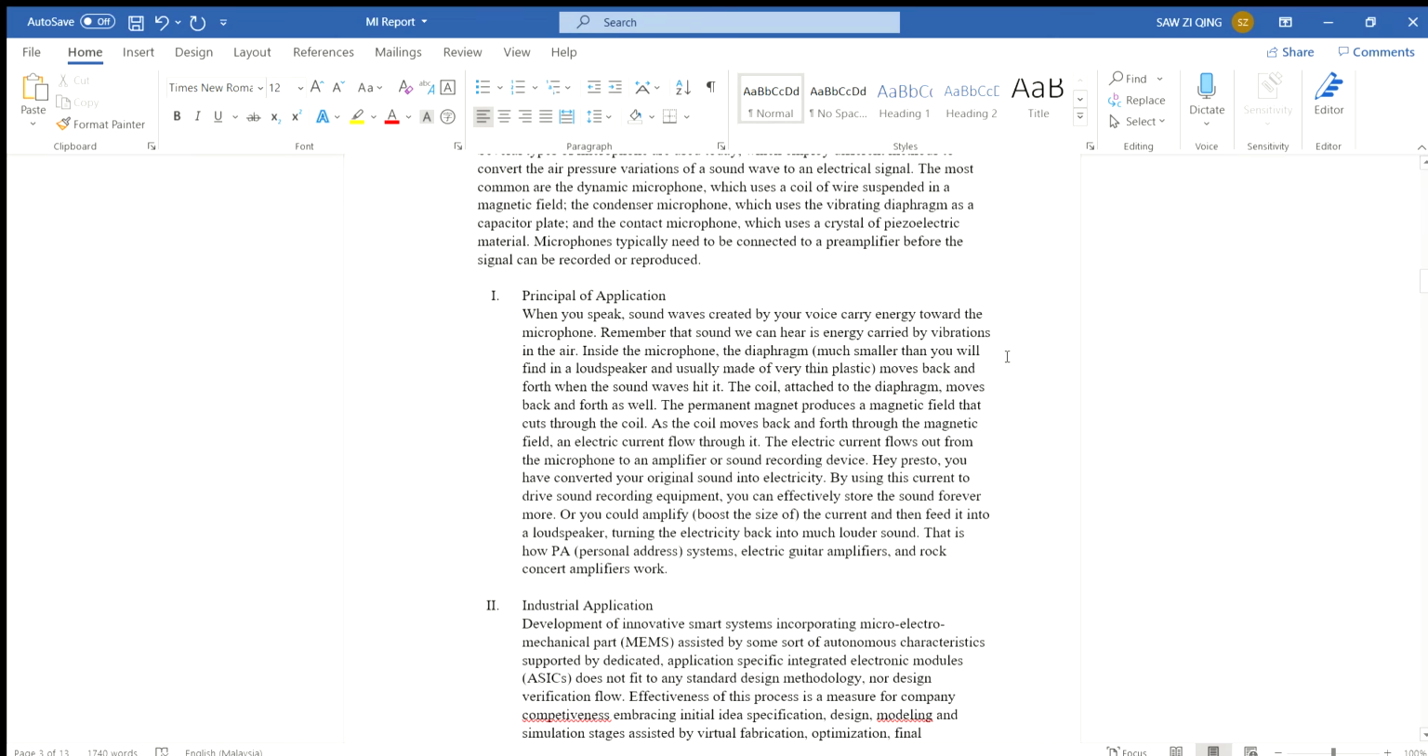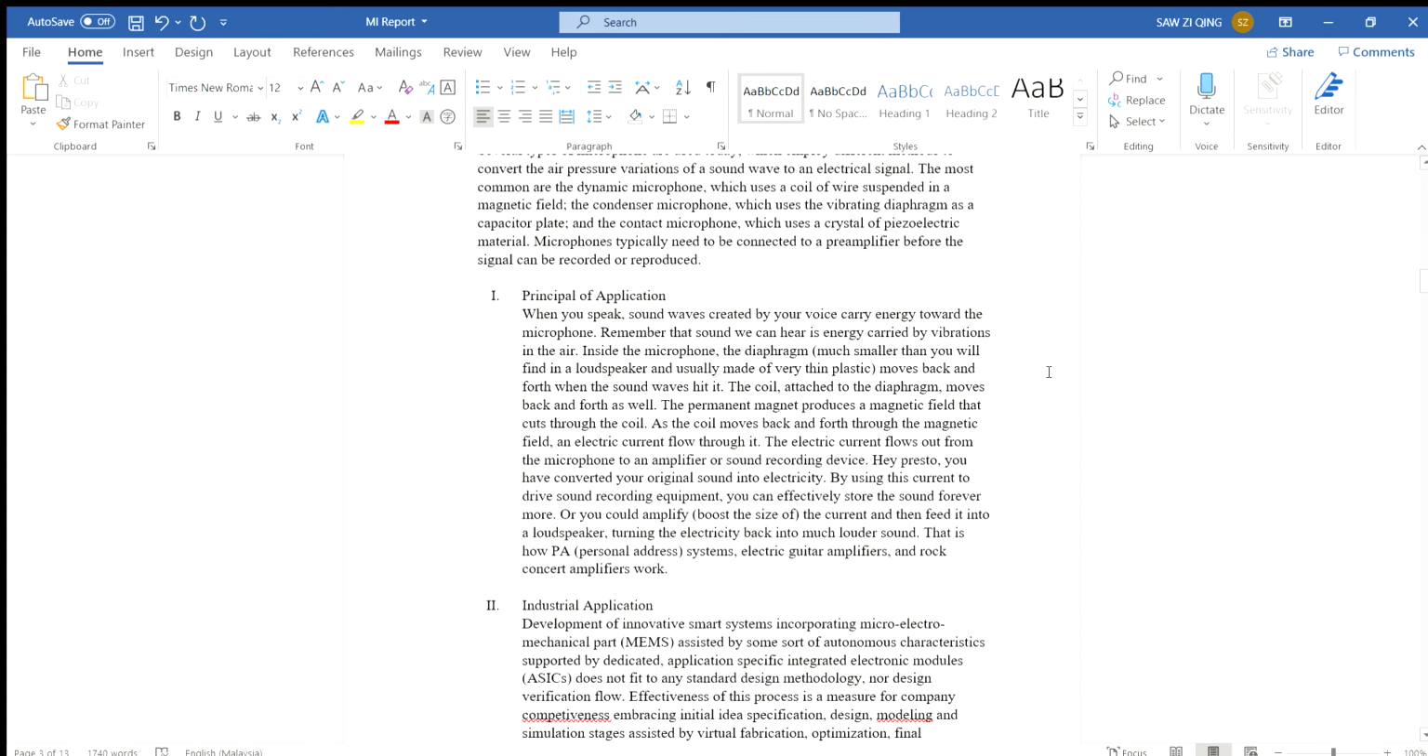Principle of application. When you speak, sound waves created by your voice carry energy towards the microphone. Remember that the sound we can hear is energy carried by vibration in the air. Inside the microphone, the diaphragm, much smaller than you will find in a loudspeaker and usually made of very thin plastic, moves back and forth when the sound wave hits it. The coil, attached to the diaphragm, moves back and forth as well. The permanent magnet produces a magnetic field that cuts through the coil.